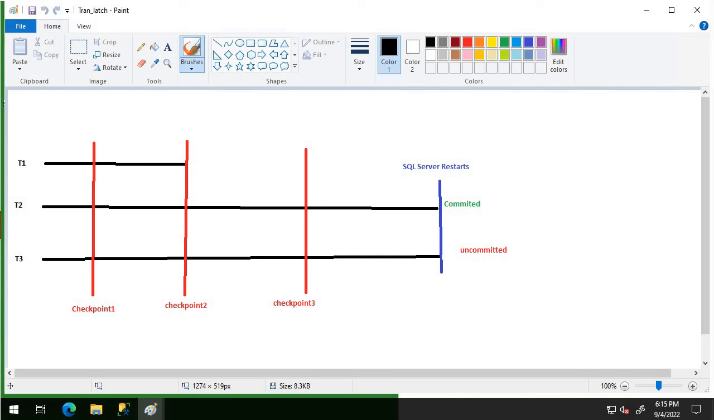You do it on a per page basis. For example, if you need to change a page, you put in an exclusive latch, modify it, and then you release it. But as far as locks are concerned, they are going to stay there till the transaction completes. So that's the difference between locks and latches.